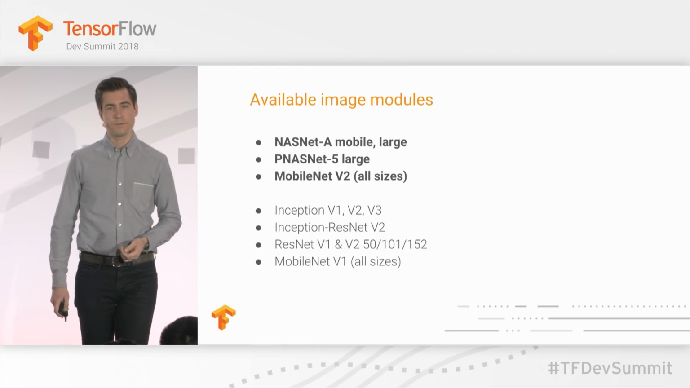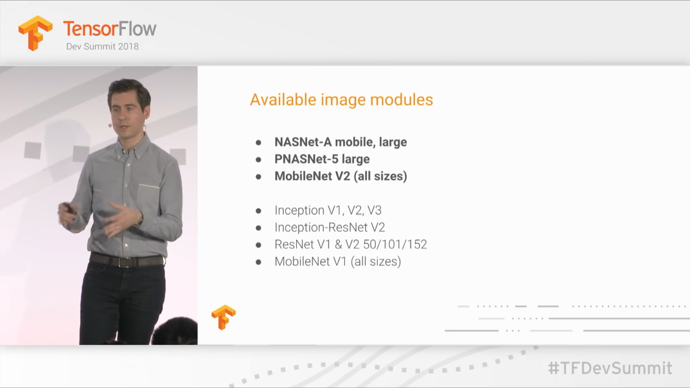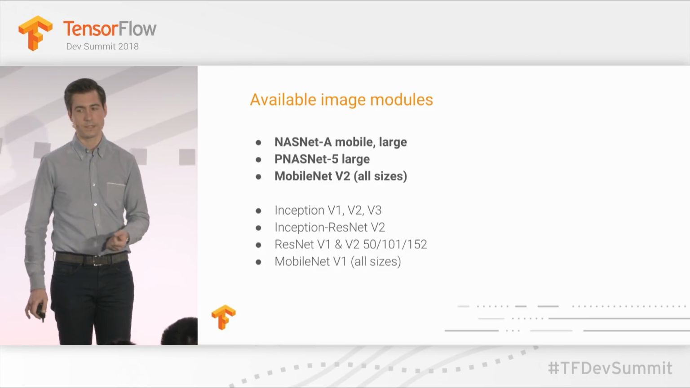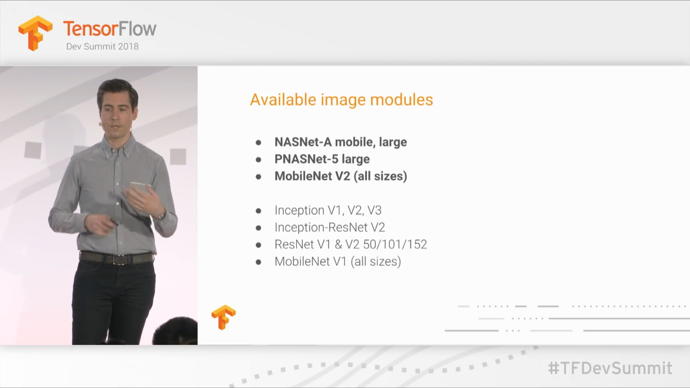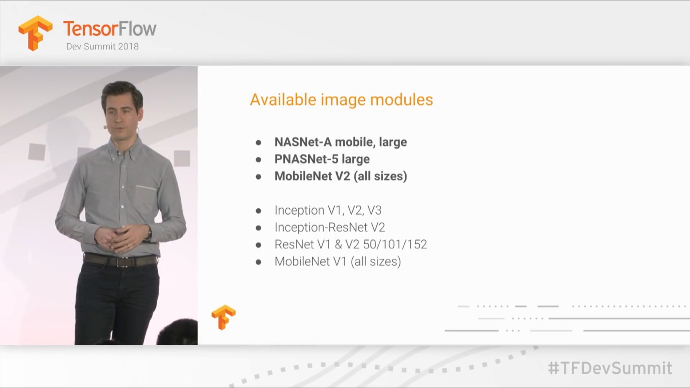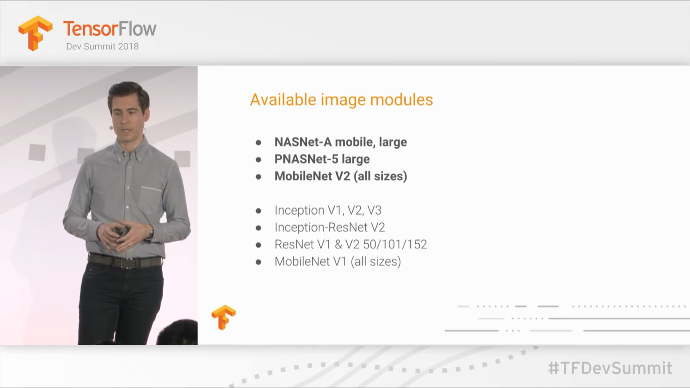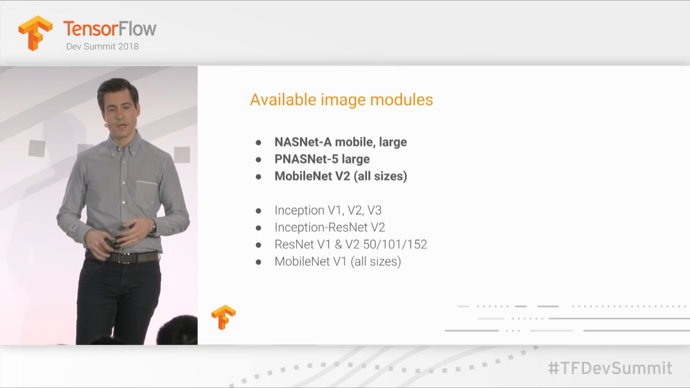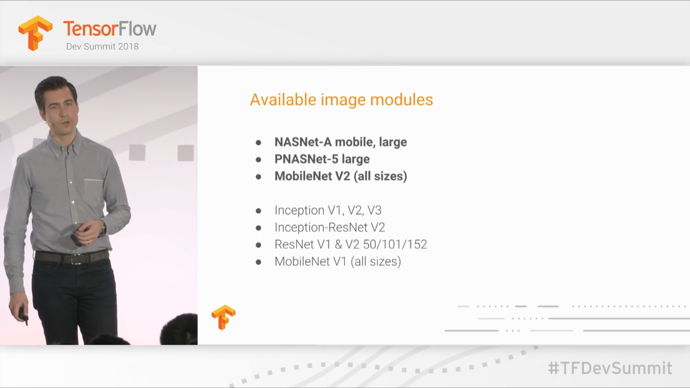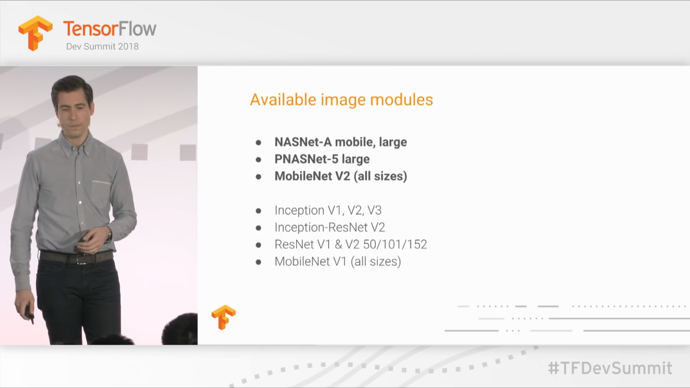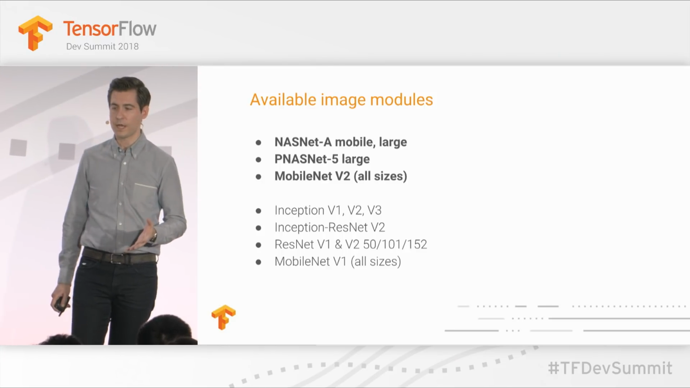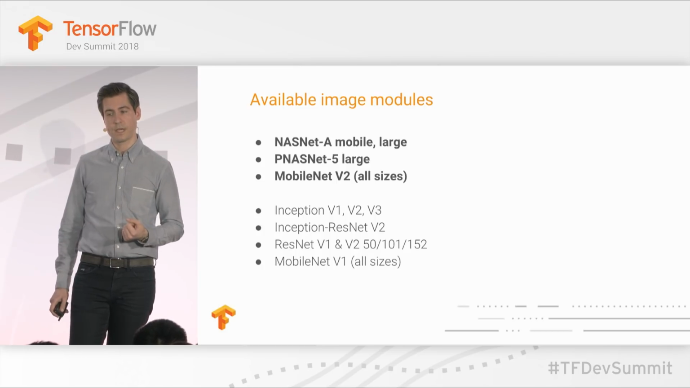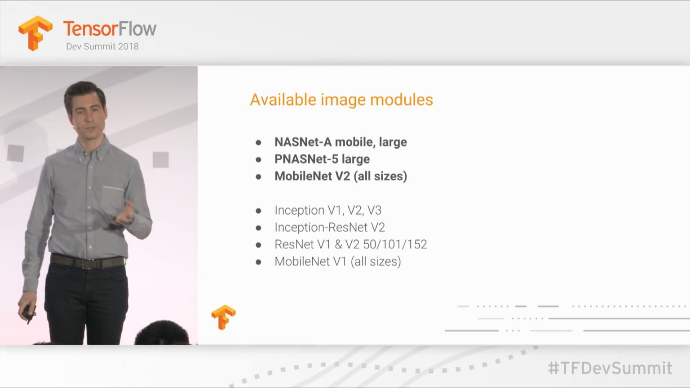So NASNet is available in a large size as well as a mobile size module. And then there's also the new progressive NASNet. And then a number of new MobileNet modules for doing on-device image classification, as well as some industry standard ones like Inception and ResNet. That complete list is at tensorflow.org/hub. And of course, all those modules are pre-trained using the TF-Slim checkpoints, and they're ready to be used for classification or as feature vector inputs to your own model.